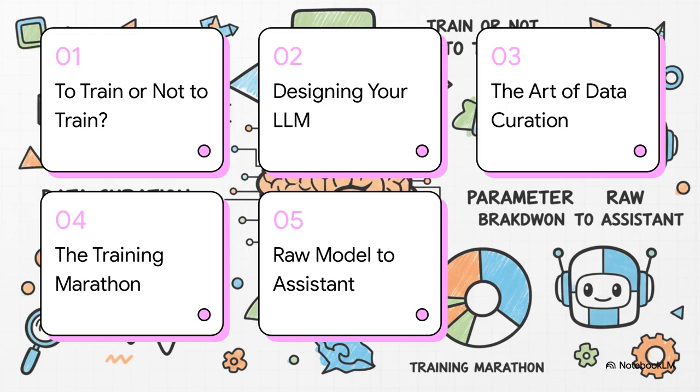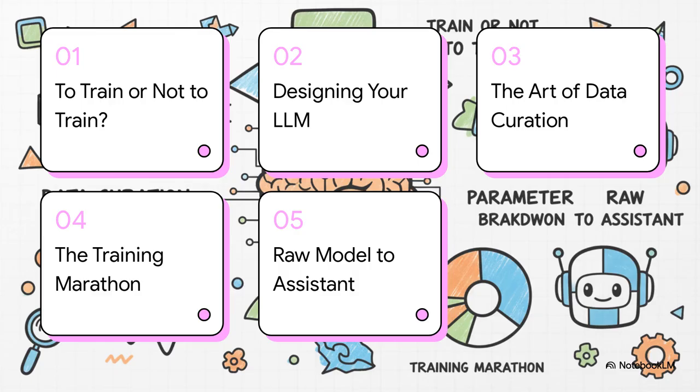Now, let's get into the how. Here's the roadmap for our journey today. We've just tackled that big to train or not to train question. Next, we're going to dive into designing the model's architecture. Then, we'll get into the incredibly important art of data curation. After that, we'll sweat through the grueling training marathon. And finally, we'll see how you take that raw model and polish it into a helpful assistant.